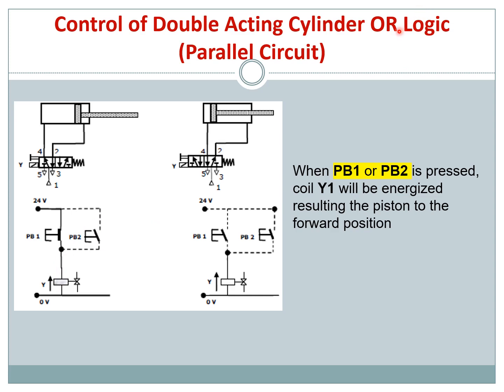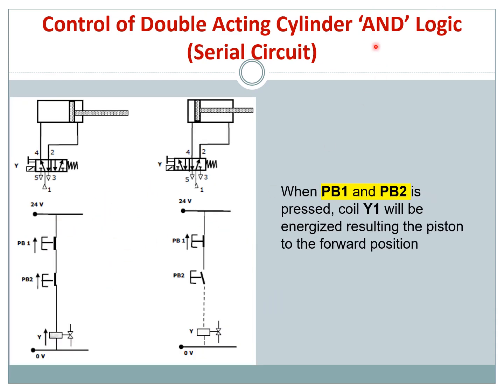So if you want to have your OR logic in your electropneumatic ladder diagram, you need to connect it in parallel. Okay, and if you want an AND logic, normally you need to have both inputs, PB1 and PB2. You need to press together in order to magnetize. You just need to connect it in series like this. So when you press only push button 1, the line will not be connected. So you need to have both. Okay, so this indicates an AND logic in your electropneumatic.